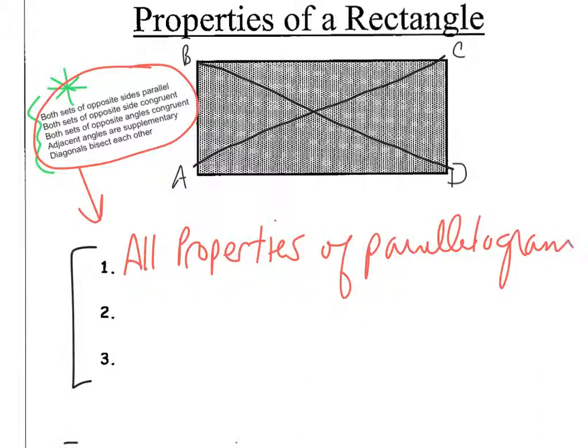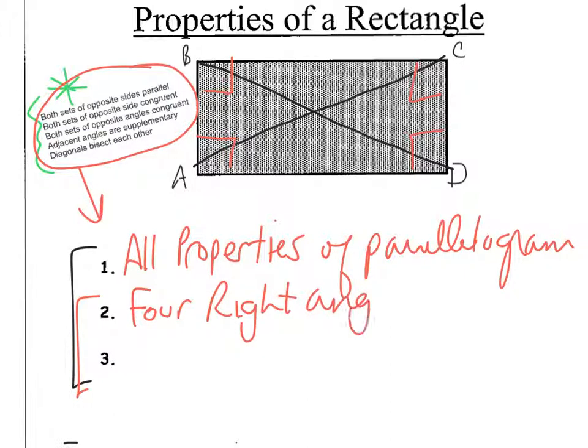Now, obviously, there are some extra properties, too, that are unique to a rectangle. One, we should all know that a rectangle has 4 right angles. That's unique, different from a parallelogram. So we will say 4 right angles.